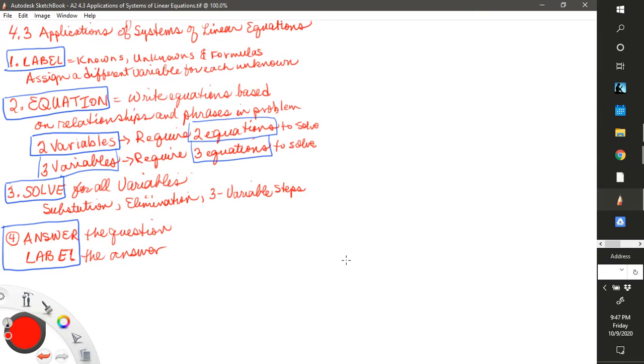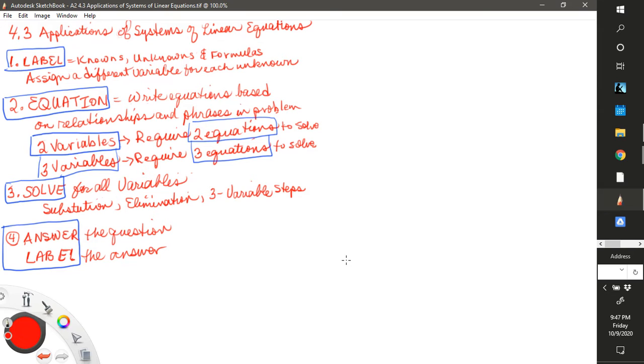Okay, you guys, we're taking a look at 4.3 today. It's applications of systems of linear equations, which basically means word problems. Word problems that have systems of linear equations, which means word problems that have 2 or 3 variables. Okay, we're going to approach these with the very same 4-step strategy that we approached our 1 variable equations with.